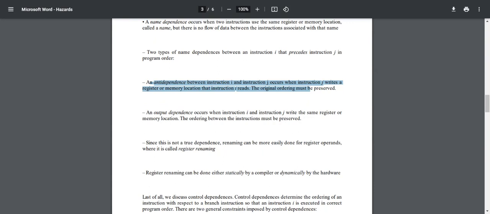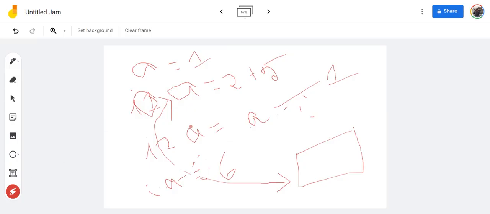On the other hand, you have an output dependency when instruction I and instruction J write the same register or memory location. Then once again, the ordering between the instructions must be preserved. Once again, in this example, we have both anti-dependency and output dependency because the output from instruction 1 is being used in instruction 2. In that sense also, you have to preserve the ordering of the instructions for successful execution of the algorithm.